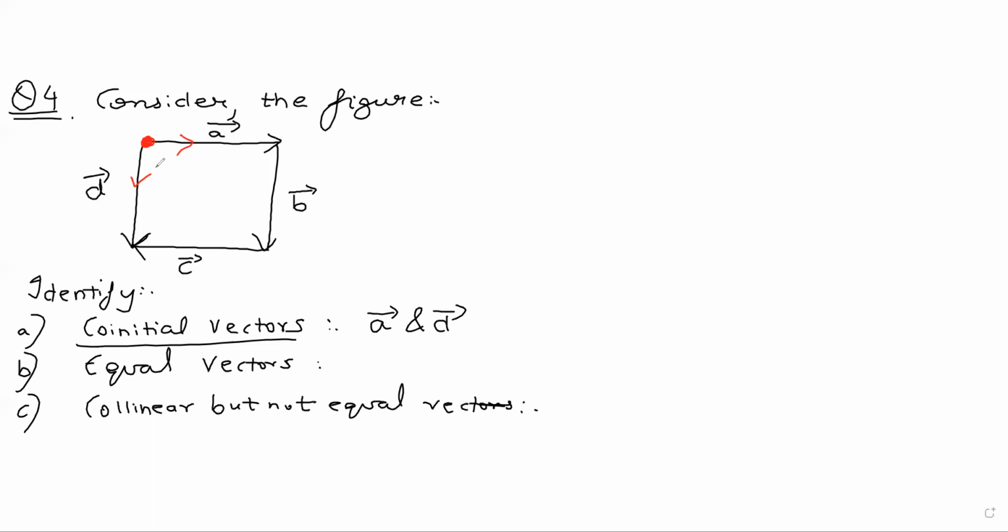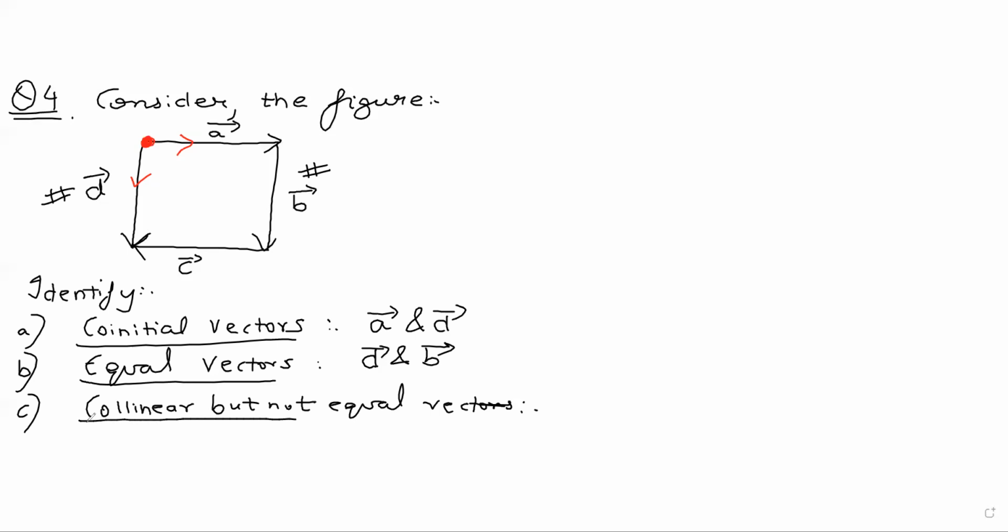What are equal vectors, guys, in this case? Vectors which have the same magnitude and direction. So if you look at vector D and if you look at vector B, they have the same magnitude. Direction is also the same. Vector D is going south. Vector B is also going south.